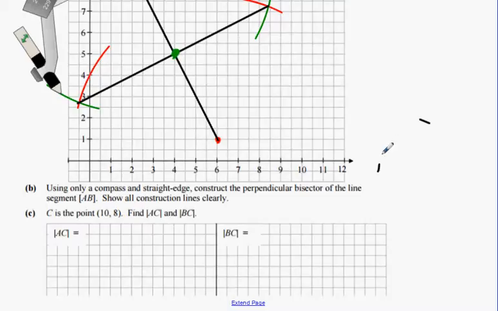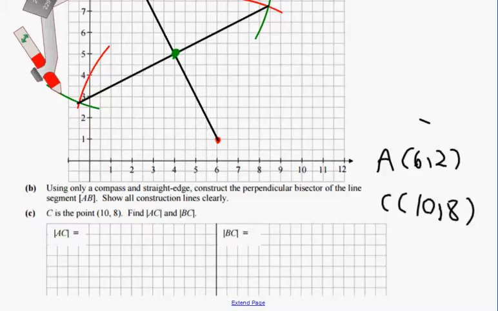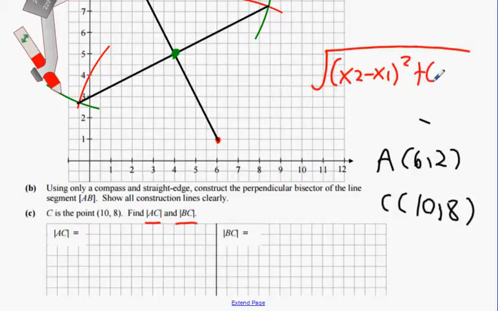Now, A is what number? 6, 2. C is 10, 8. What formula do we use and where do I find it? What page in your maths tables that you all have out on the table right now? Page 18. What's the distance formula? It's the square root of (x2 minus x1) squared plus (y2 minus y1) squared.